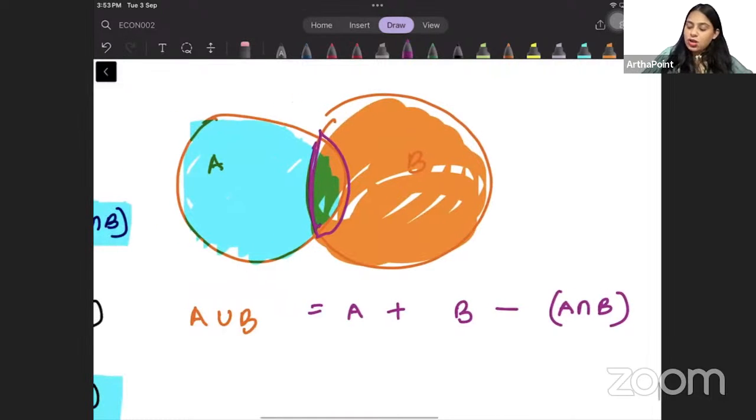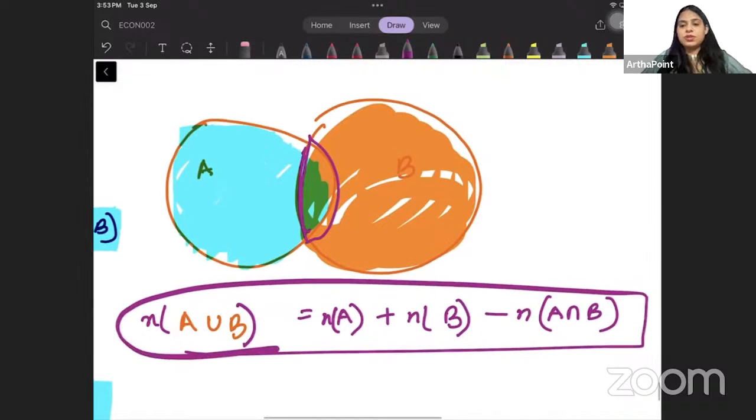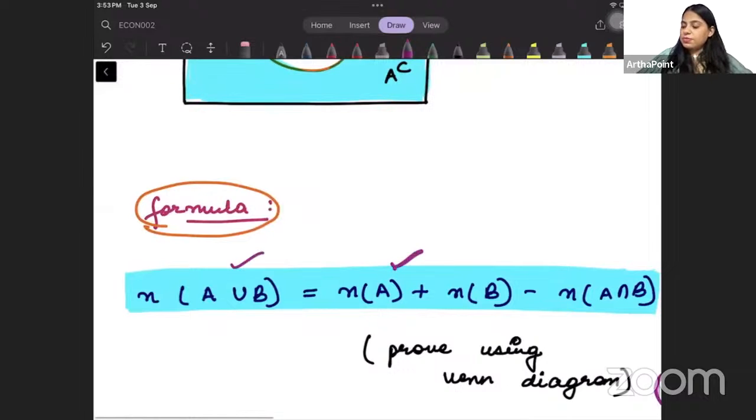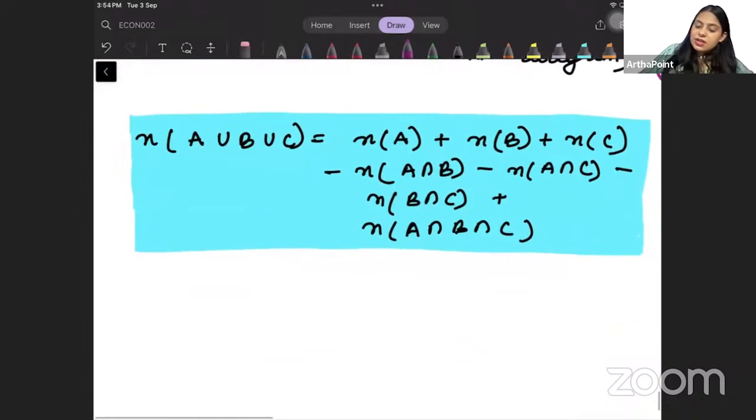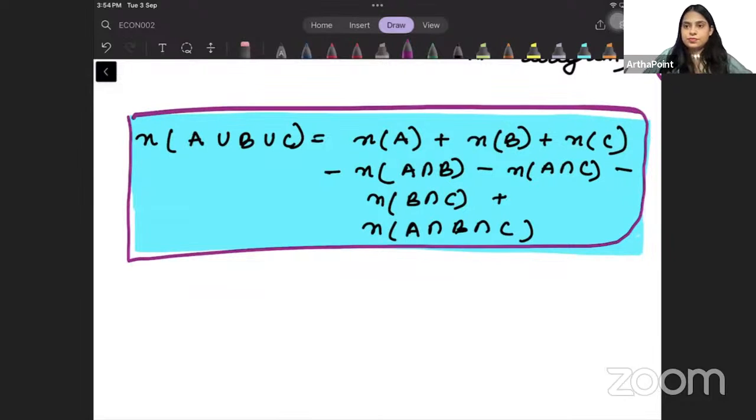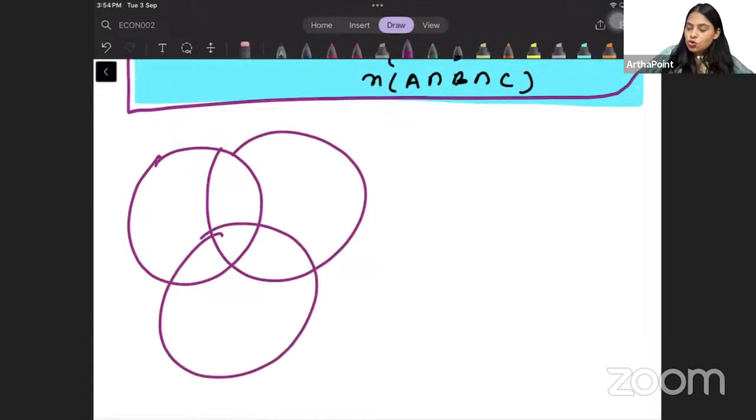So this gives me the formula that the number of elements in A union B will be A plus B minus A intersection B. Right? Similarly, beta, I have a formula for A union B union C. So look again, this is A, B, C. All elements of A, I am taking this as A. All elements of B.